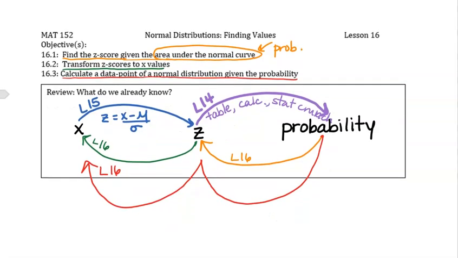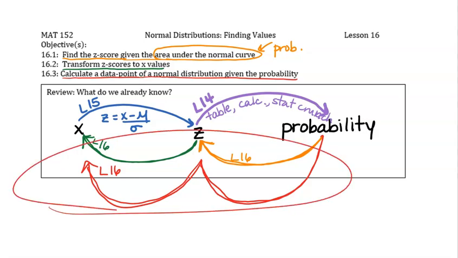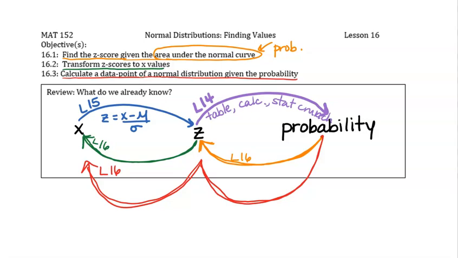So we're first going to break it up into 2 steps. What's in orange? How do we start with the probability and find the z-score? Then what's in green? How do we start with the z-score and find the x value that it came from, the raw data? And then we're going to combine those 2 processes to go from probability to z-score to x-score. Those bottom 3 arrows, green, orange, and red on the bottom, are what we will be talking about in this lesson.